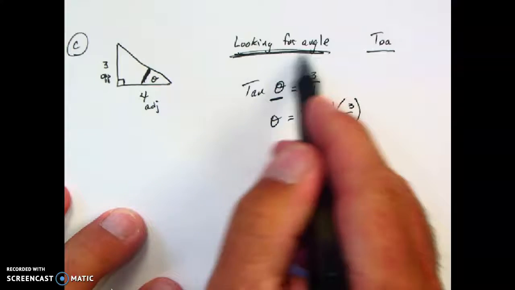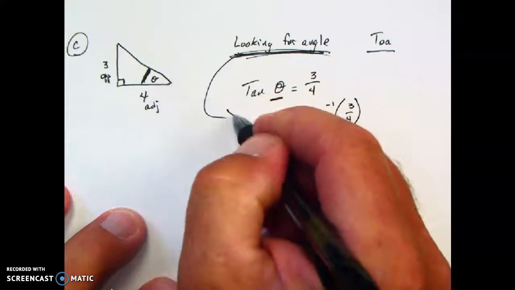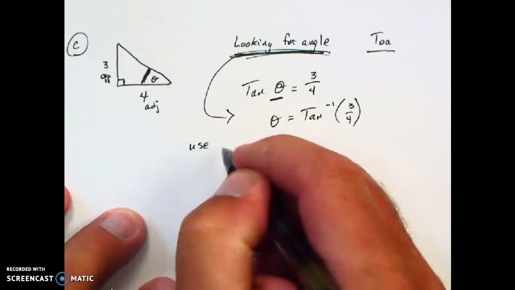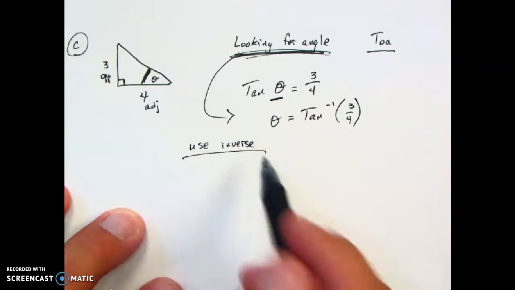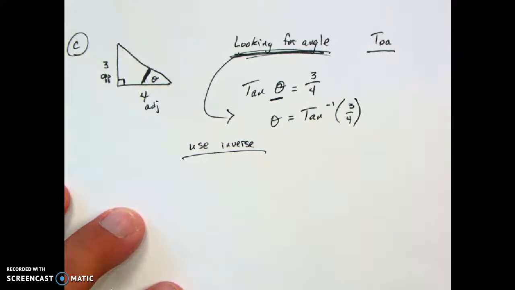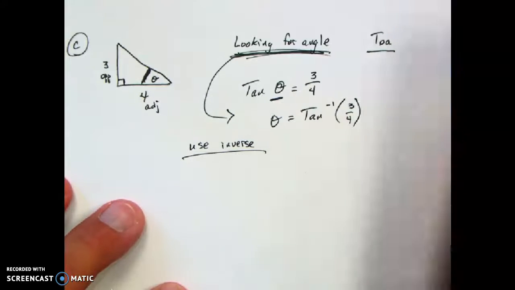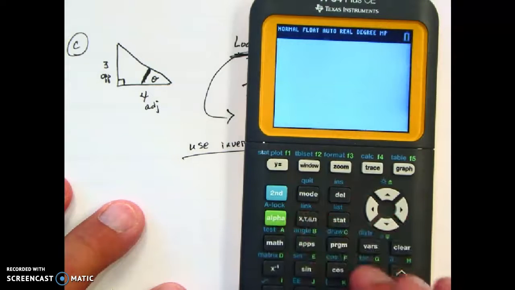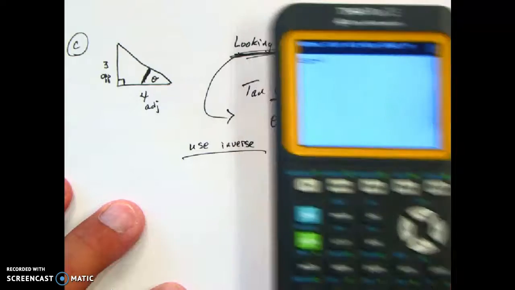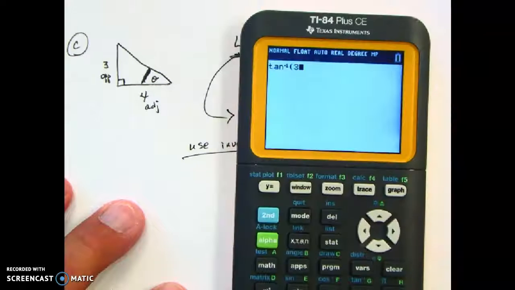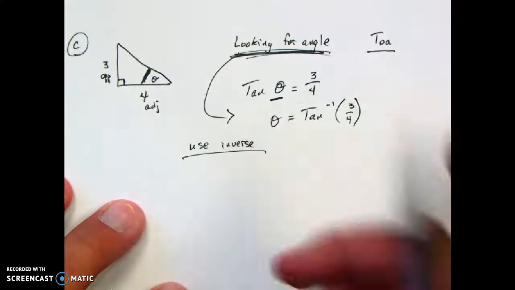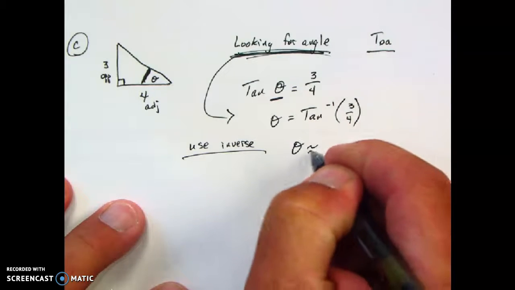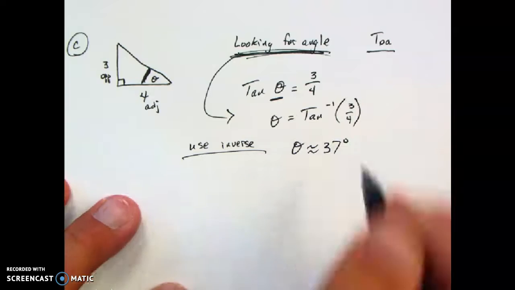But if you're looking for an angle, that means you're going to be using the inverse of that function, whether it's tangent or sine or cosine. And again, we go to our handy-dandy calculator. I hit second tangent. There's our inverse tangent. And then our ratio is 3 over 4. And that means that our angle is about 37 degrees. So theta is approximately 37 degrees.